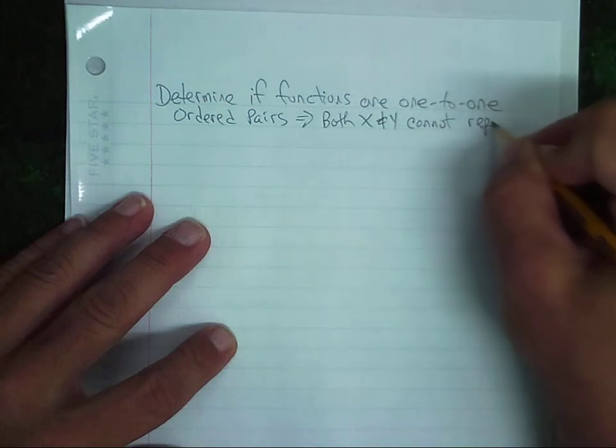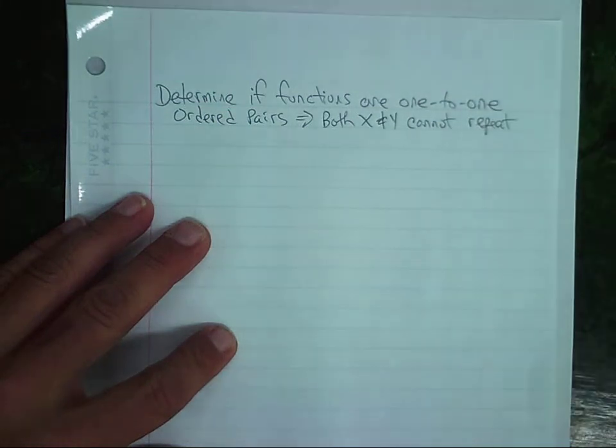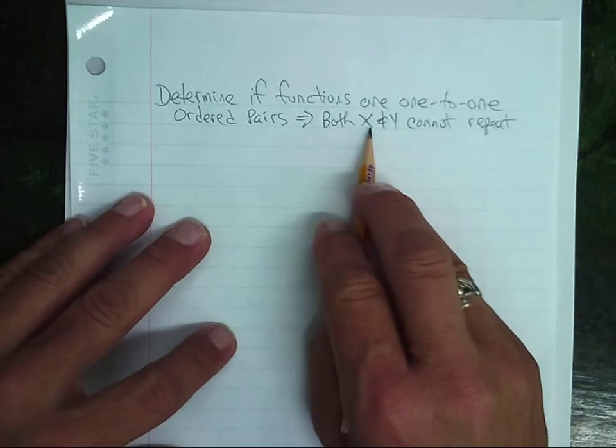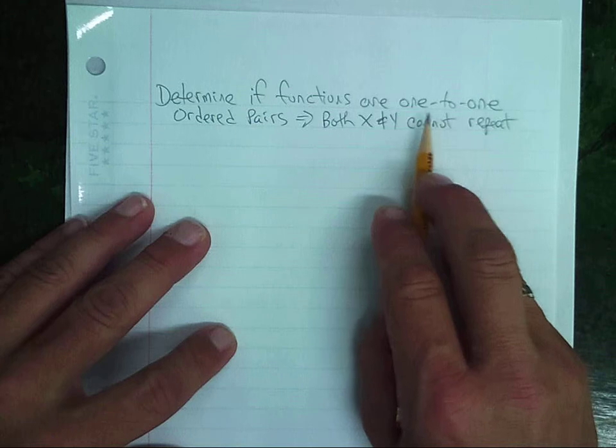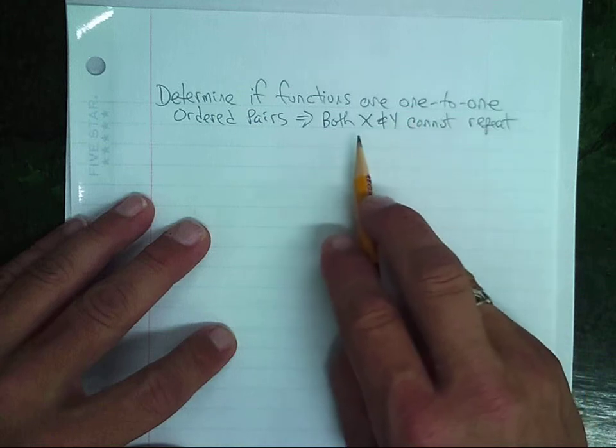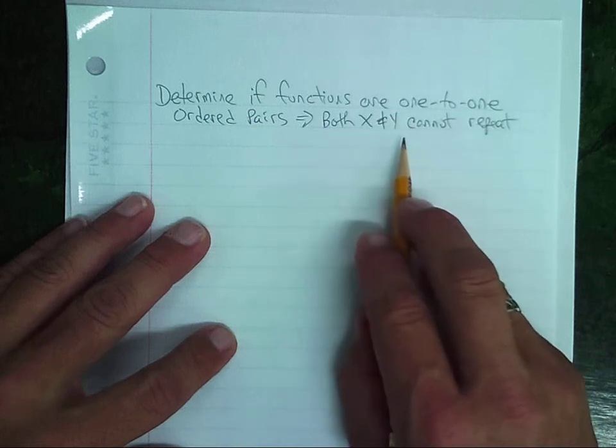cannot repeat. When you learned about functions, you learned that x cannot repeat in a function. In a one-to-one function, both x and y cannot repeat.